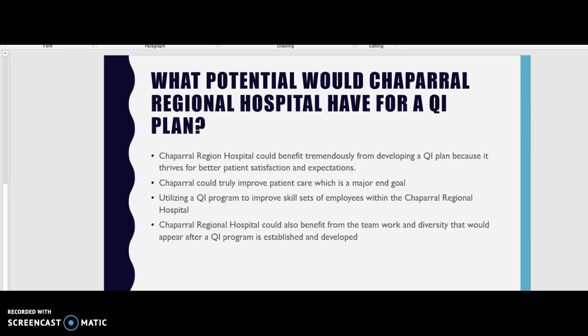What potential would Chaparral Regional Hospital have for a QI plan? Chaparral Regional Hospital could benefit tremendously from developing a QI plan because it strives for better patient satisfaction and expectations. Chaparral could truly improve patient care, which is a major end goal. It could utilize a QI program to improve the skill sets of employees within the hospital. Chaparral Regional Hospital could also benefit from the teamwork and diversity that appear after a QI program is established.